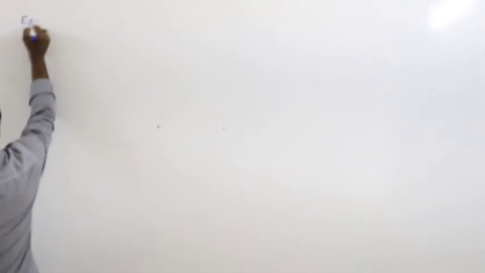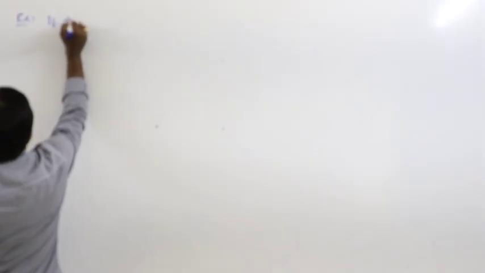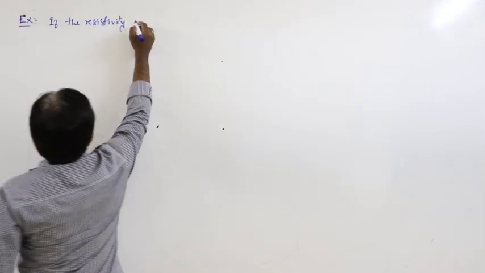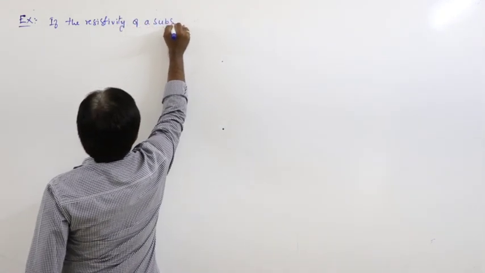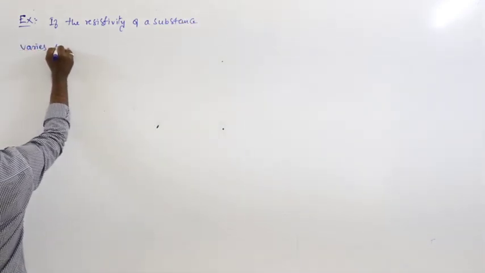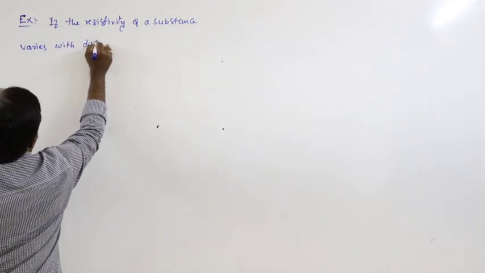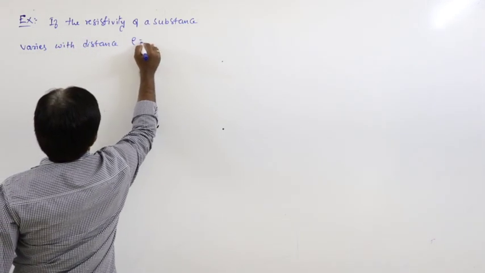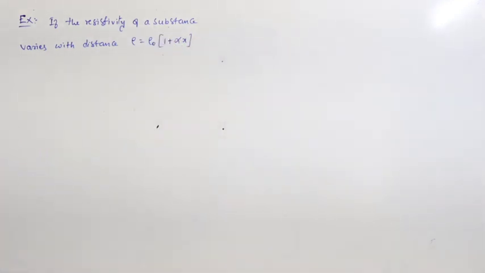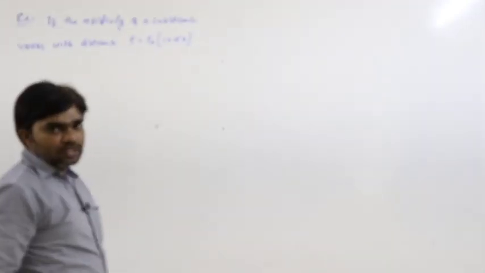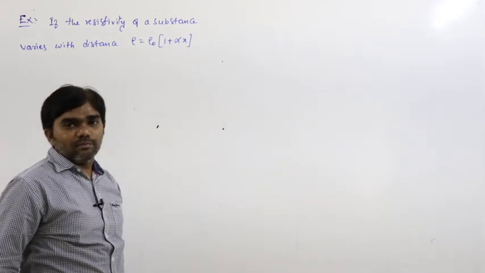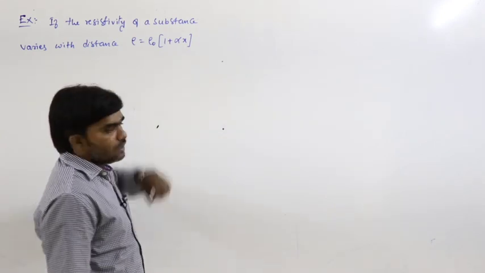So for example, if the resistivity of a substance varies with the distance, so rho is equal to rho naught into 1 plus alpha x. If the resistivity of a substance varies with the distance as rho is equal to rho naught into 1 plus alpha x, this is the condition.